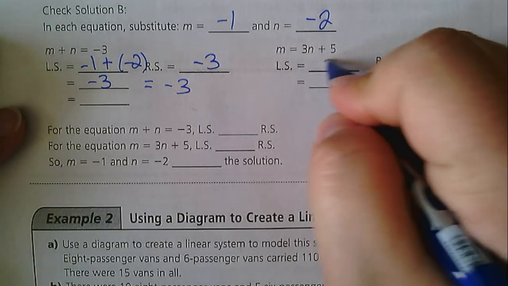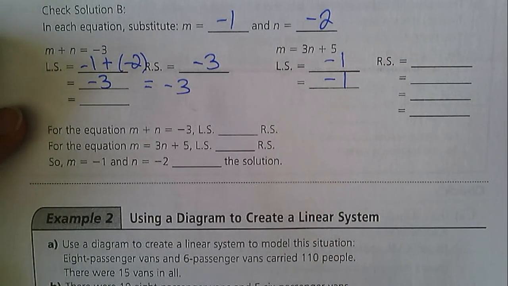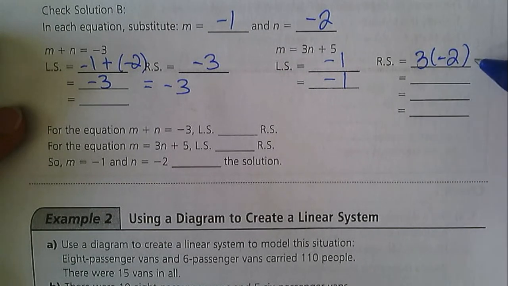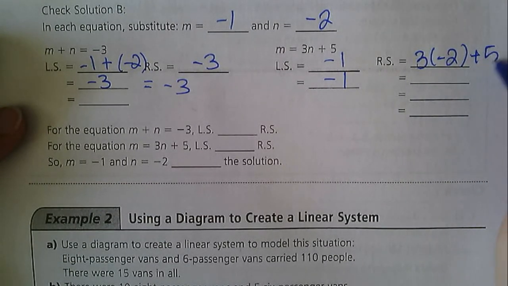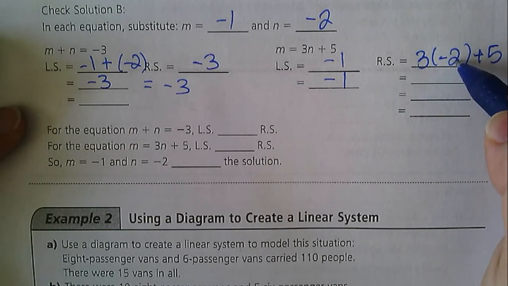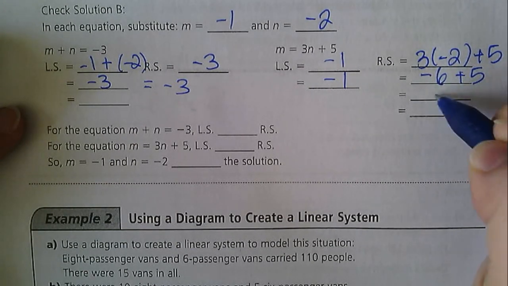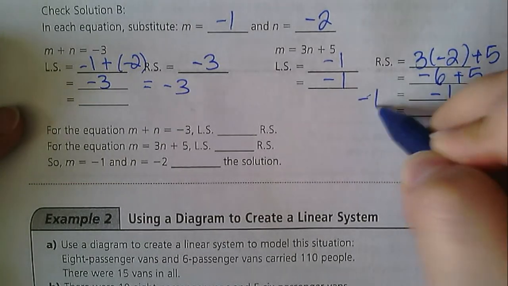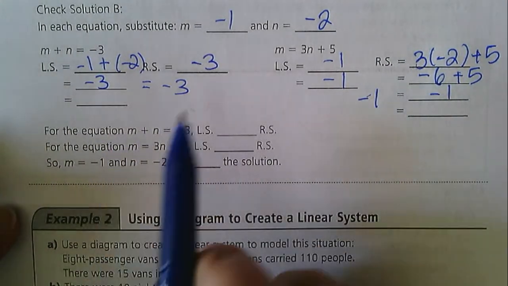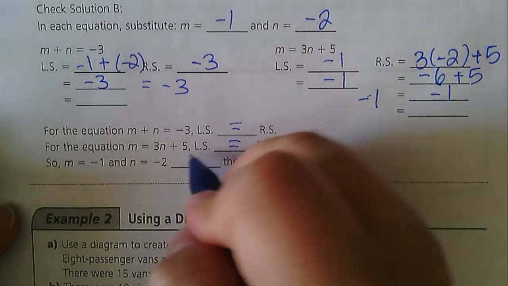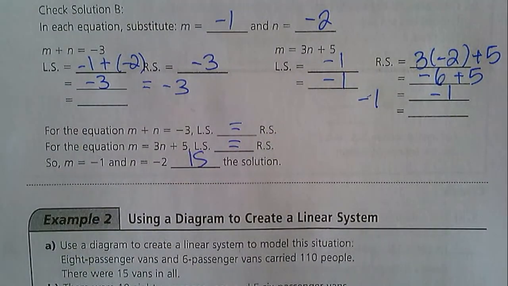So m is -1. That means this is going to be -1. On the right side, we have 3 times -2 plus 5. 3 times -2 is -6. Plus 5, -6 plus 5 is -1. So -1 equals -1. So you can see that for both of these, the left and right side are equal. That means that this is the solution to the equation. Okay, so that is the solution to the equation.